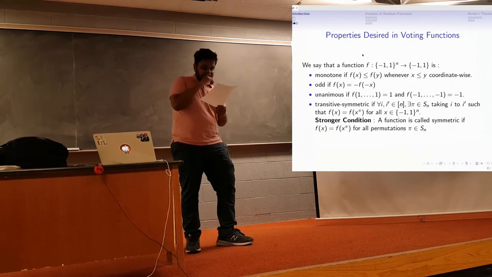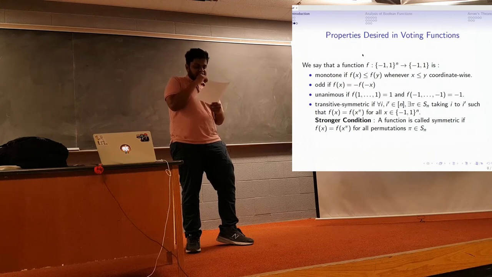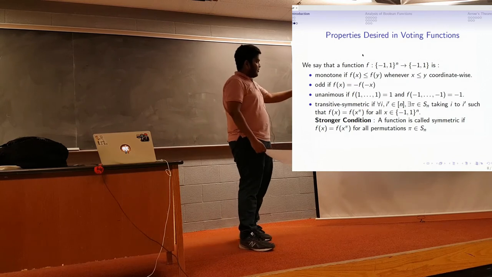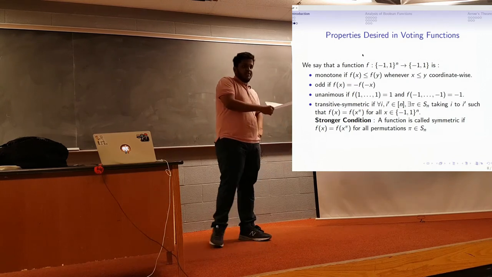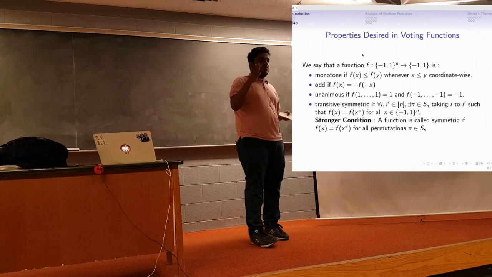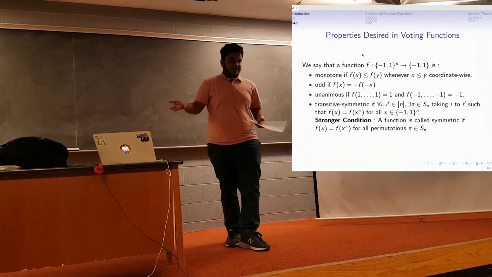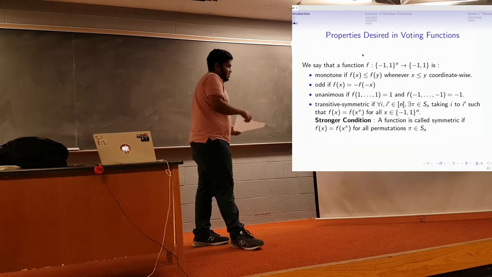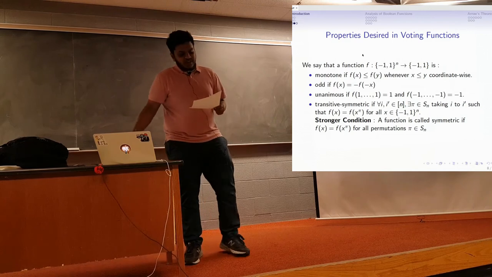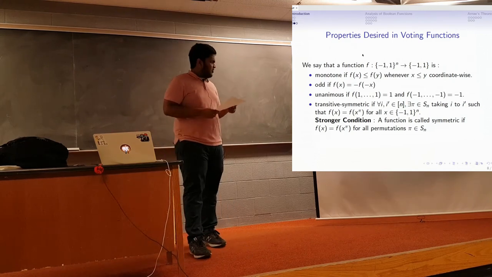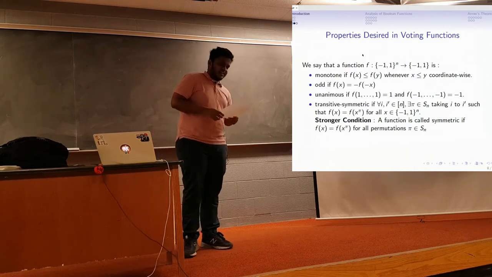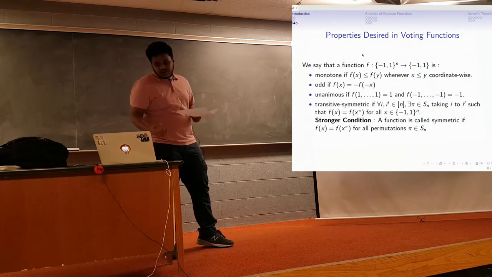We can see why the last property is important, because the dictatorship function doesn't satisfy it. Clearly, if you permute the ith coordinate to something else, the result will never be the same. So the dictatorship function doesn't have this property, and as a result, it's a bad choice for a social function, like we already know. And the tribes function has the property that it's monotone, unanimous, and transitive symmetric too. So it might form a good candidate for a social choice function as well.